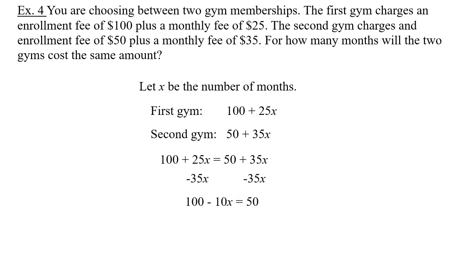And then I'm going to subtract 100 from both sides. So I have negative 10X equals negative 50. And then I'm going to divide by negative 10, and we get a solution of X equals 5. So at the 5-month mark, the two costs for the gyms are going to be exactly the same.